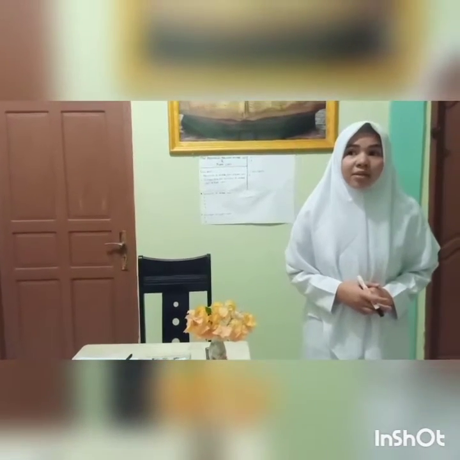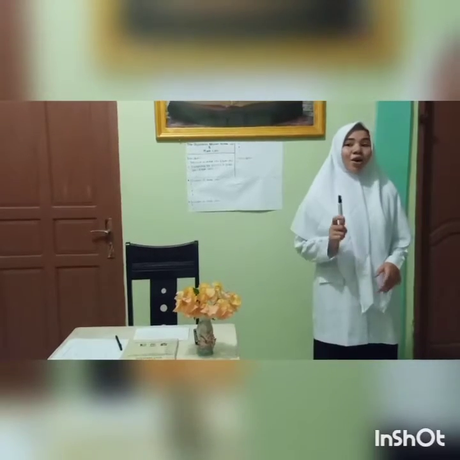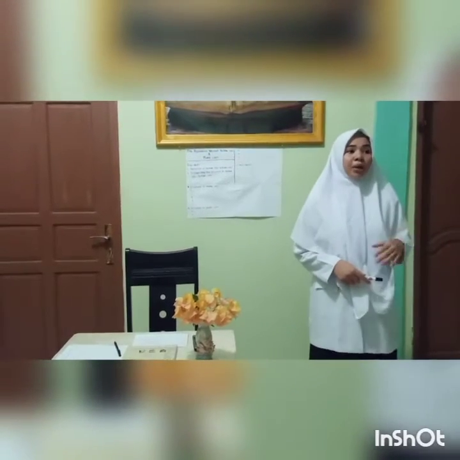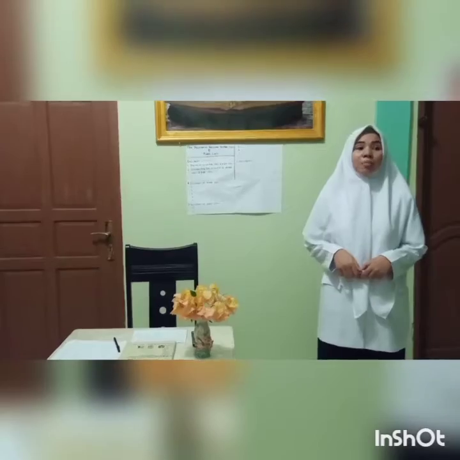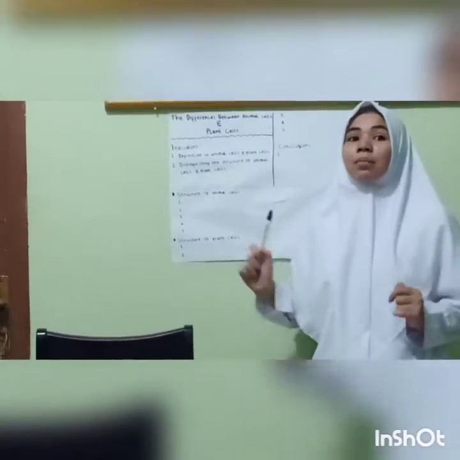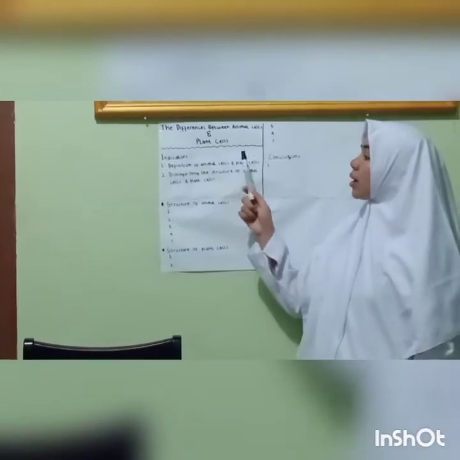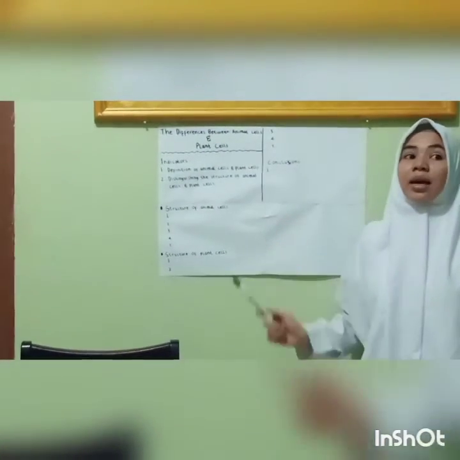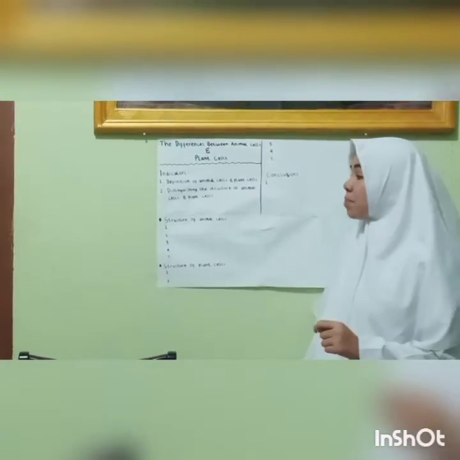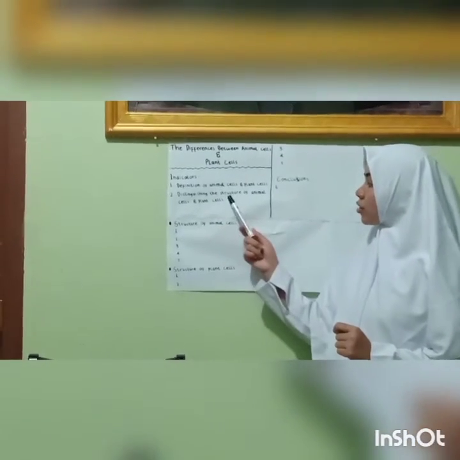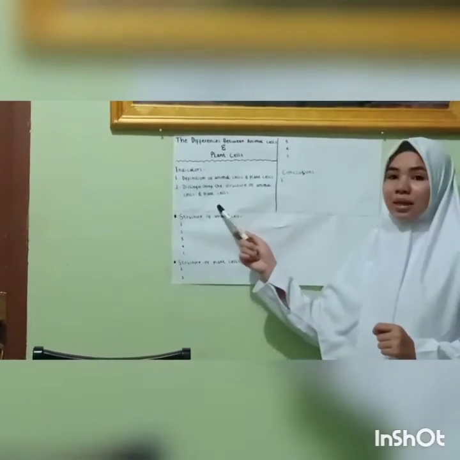You got what I mean? Yes, Miss. Okay, so in this topic, there are 2 indicators that you must achieve. First, you should be able to know the definition of animal cells and plant cells. And the second, you should be able to distinguish the structure of animal cells and plant cells.